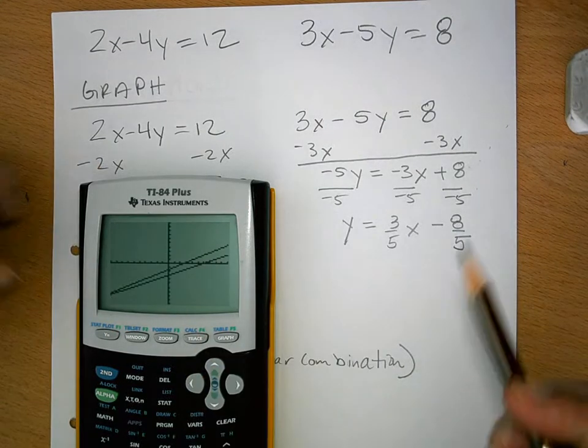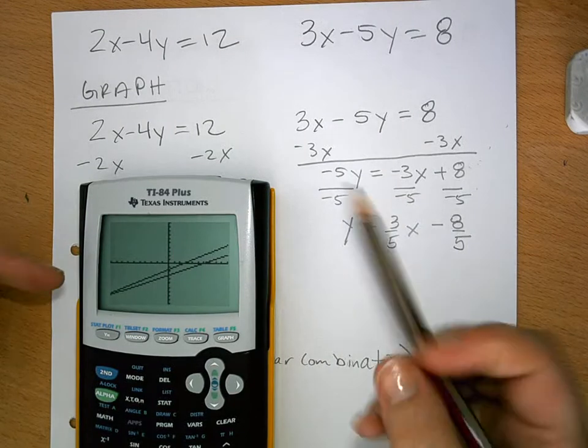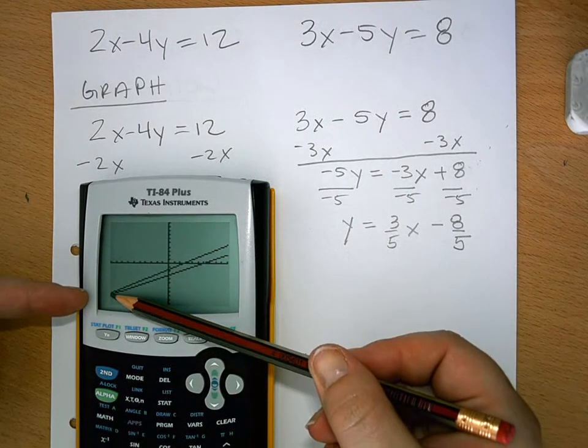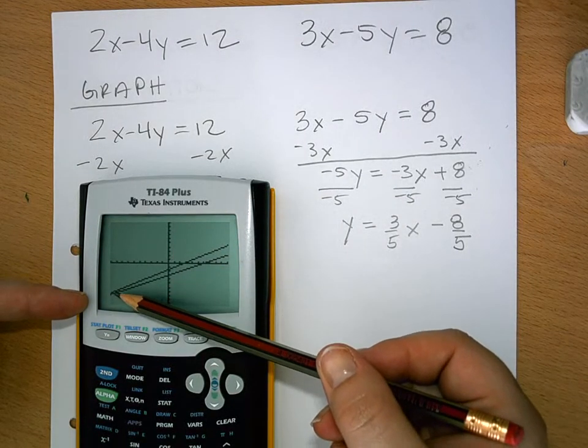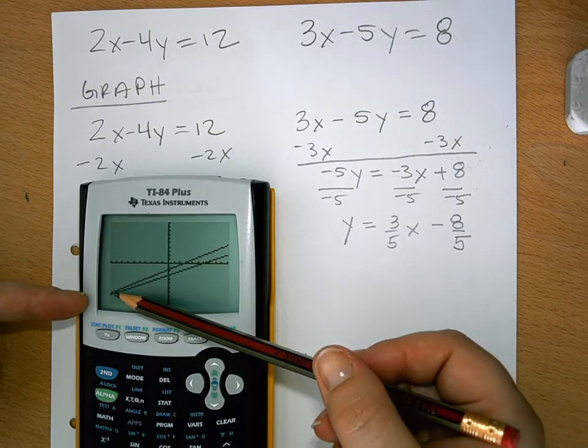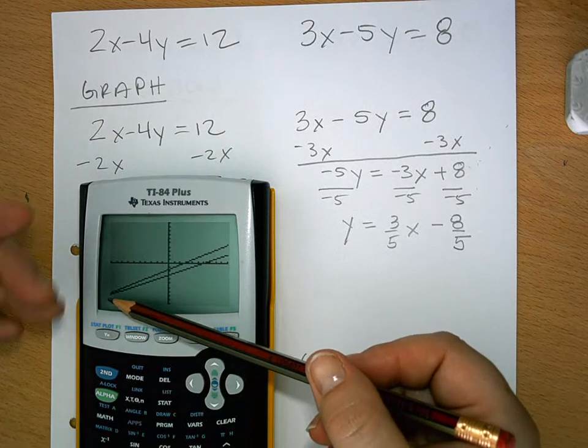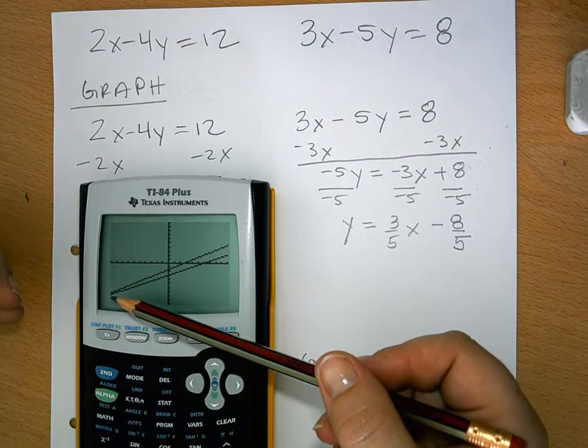Next, you're going to want to graph it, and the reason why you want to graph it is for this particular problem, notice that the intersection is not really in the window. If it's that close to the edge, it could be within the window. It's kind of hard to tell.